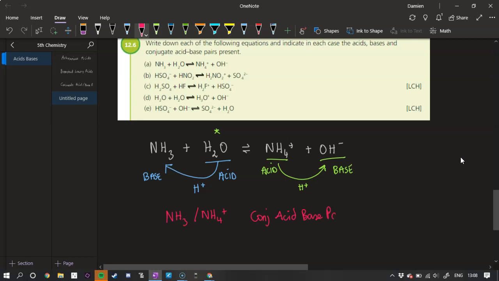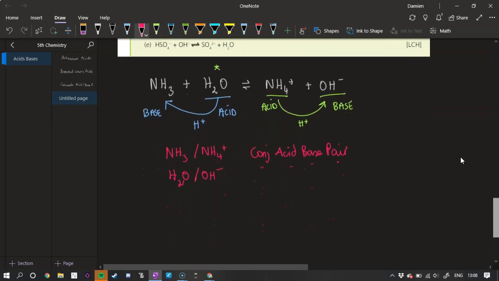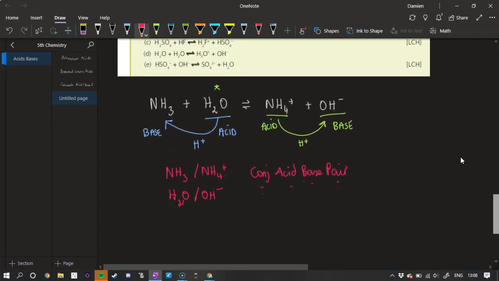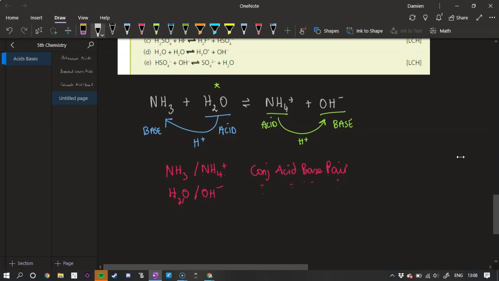Now that's one of them. The other one, of course, is H2O and OH minus. It's another conjugate acid-base pair, and that's all there is for that. The rest of them, again, should be all straightforward. And maybe we'll take one more at the end.